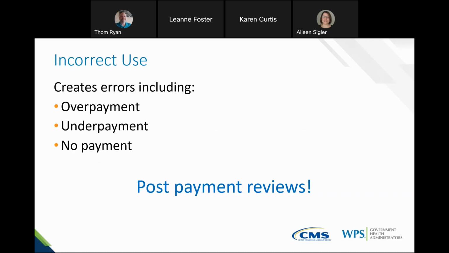So what types of things would happen with this? Well, first, it does create an error. Now remember, Medicare defines an error as anything that's wrong. It doesn't necessarily mean an overpayment or underpayment. However, it can affect that.